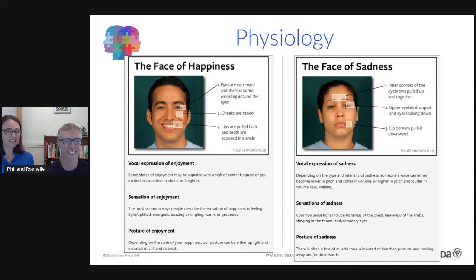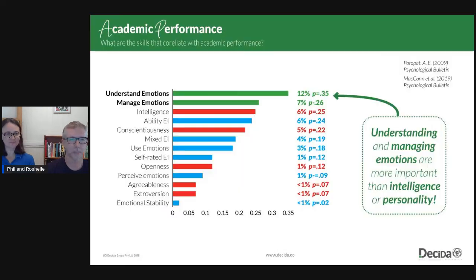And in sadness, obviously, it's that drooping. The posture will obviously be sadder and lower, but also interestingly, the tone of voice will drop. So in happy versus sad, you can absolutely see the difference on those two extremes. Fascinating, absolutely fascinating.